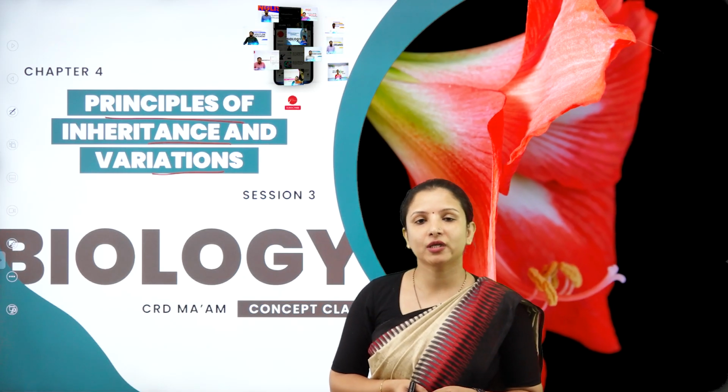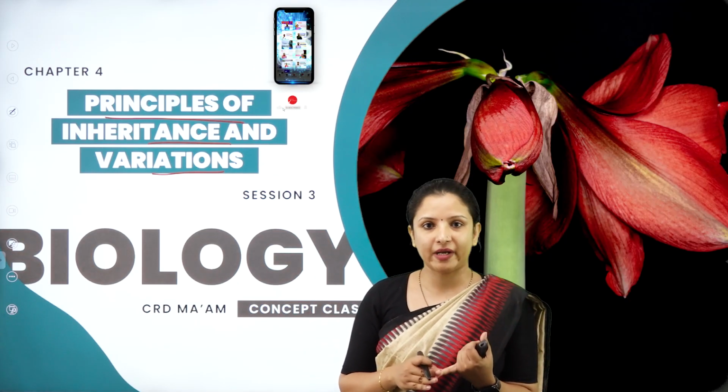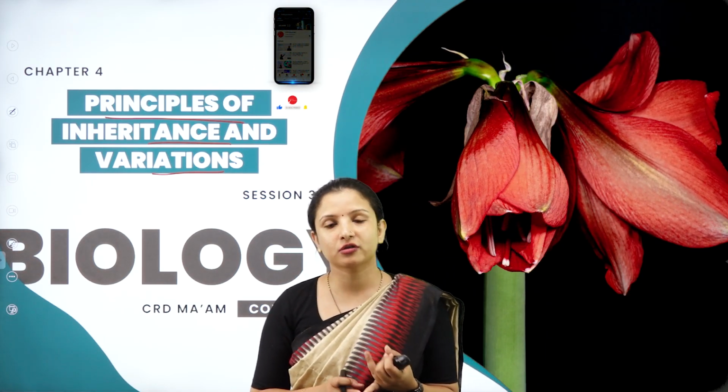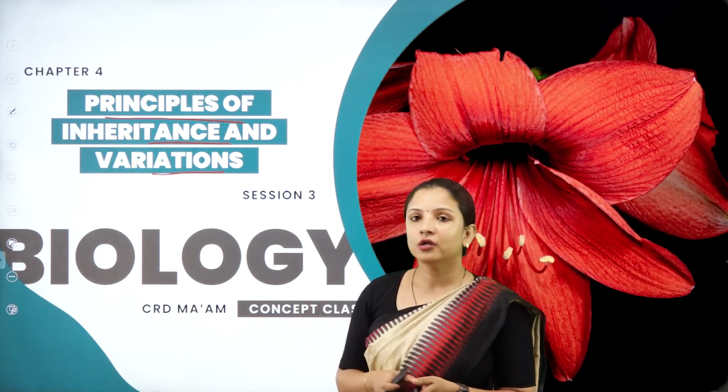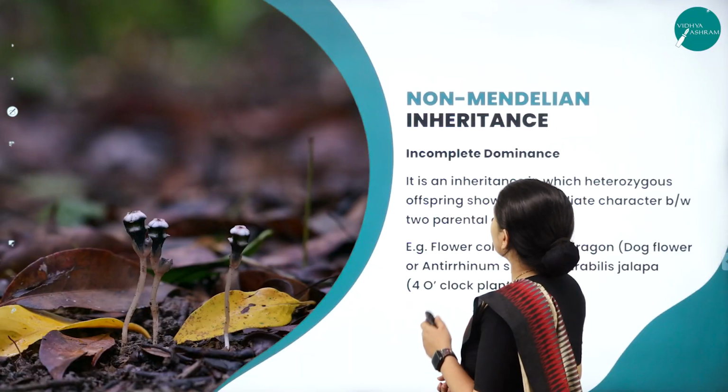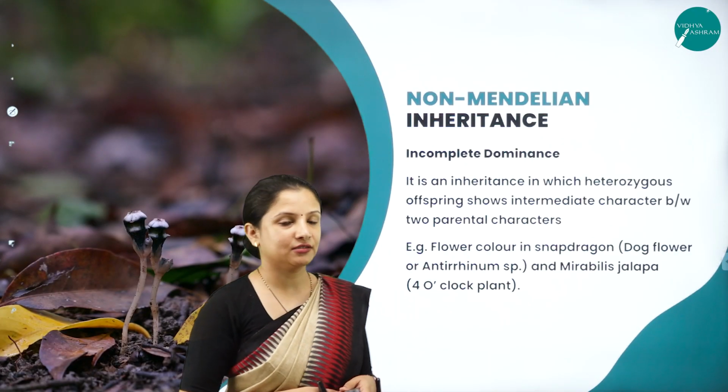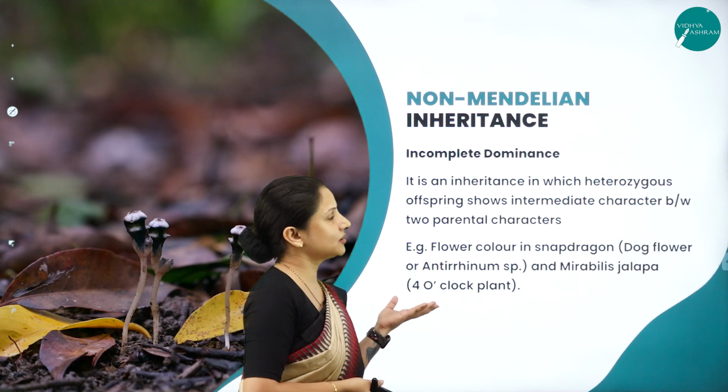In the previous session, we had learnt about the laws of Mendel, that is law of independent assortment, law of segregation and law of dominance. So in this session, we learn about non-Mendelian inheritance. There were some drawbacks in Mendel's theory.